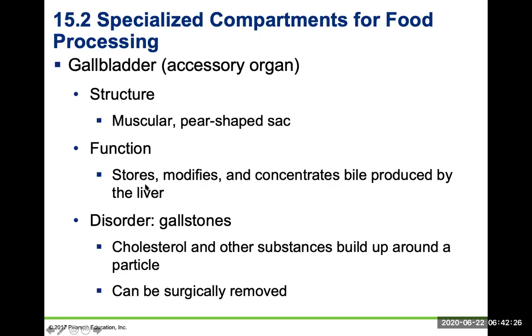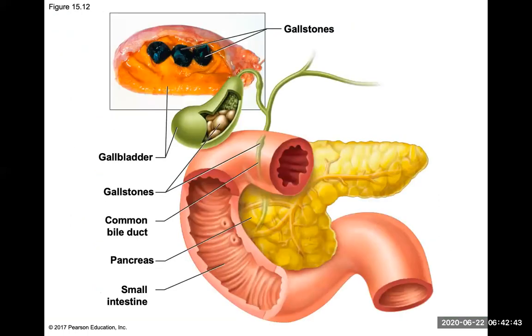The gallbladder then stores, modifies, and concentrates bile. You can get gallstones in the gallbladder from too much cholesterol and other substances that build up. They can be surgically removed. If your gallbladder is just filled with gallstones, they'll take out your whole gallbladder. And this is a look at gallstones within the gallbladder. I've known several people, my father-in-law, my aunt, they've had their gallbladders removed because their gallbladders are just completely filled with gallstones. And that is usually caused by exercise, diet, lifestyle, mainly diet and what you put into your body.